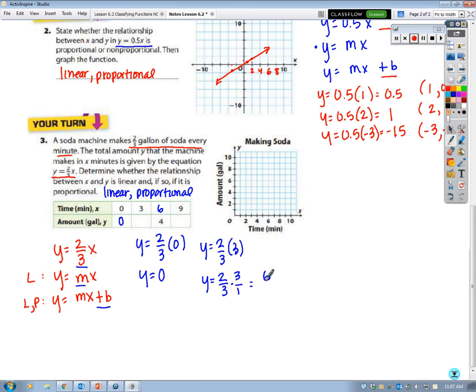So 2 times 3 is 6. 3 times 1 is 3. And this simplifies to 6 divided by 3 is 2. Okay, so this would be 2.